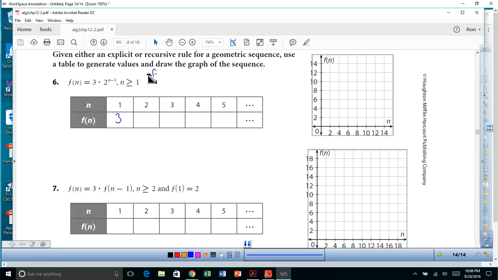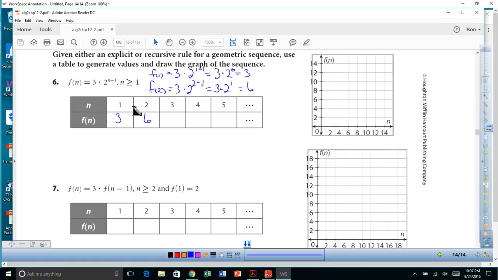And we'll just, let's see, f of 1 equals 3 times 2 to the 1 minus 1, which is 3 times 2 to the 0. 1 minus 1 is 0. Well, 2 to the 0 power is 1. 3 times 1 is 3. f of 2 would be 3 times 2 to the 2 minus 1. Poor penmanship again. 2 minus 1 is just 1, so that's 3 times 2 to the first power, which is 6. So we'll put a 6 here.